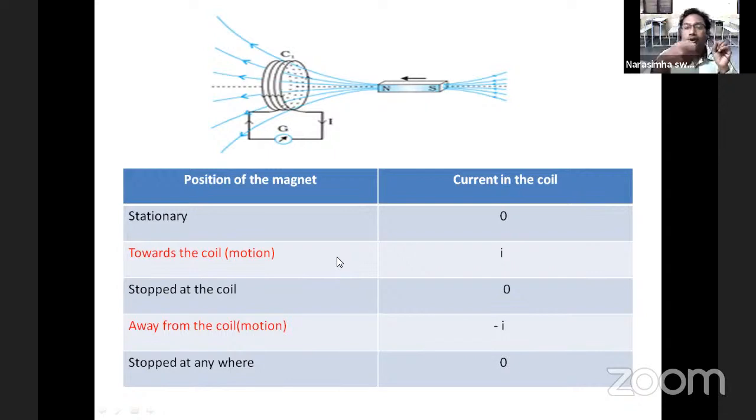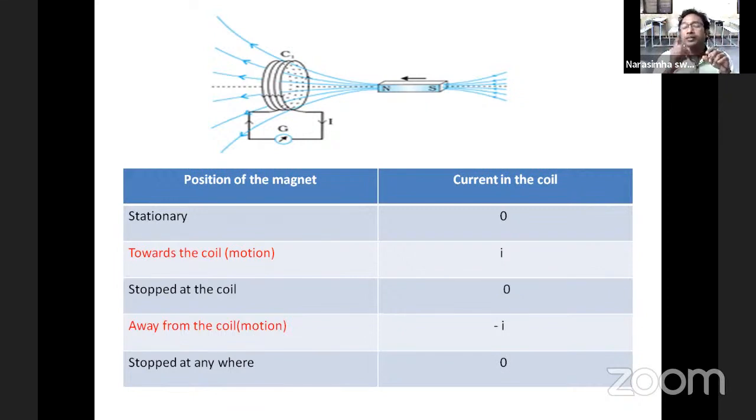Stop it anywhere. You move the magnet away and stop it in between, at any particular point. Then what happens? The magnet is again in the rest position. The lines of force coming from the magnet and entering the coil will be a fixed amount. A fixed amount means the magnetic field is not changing.